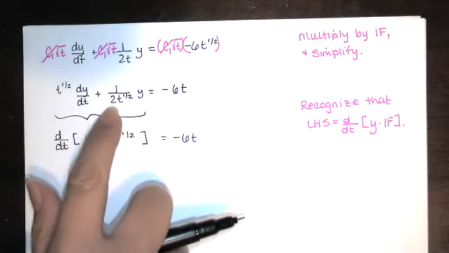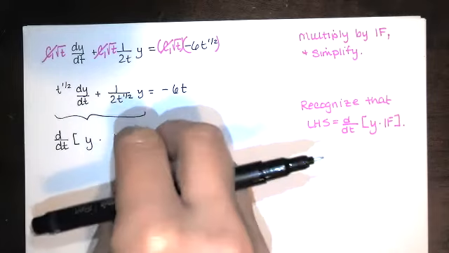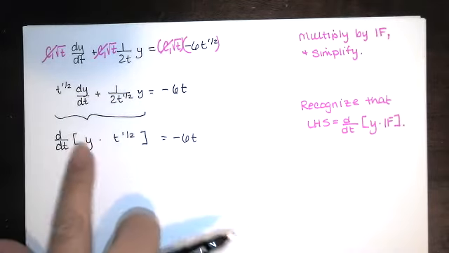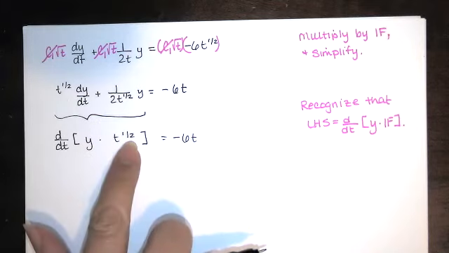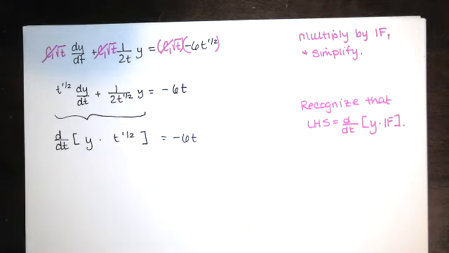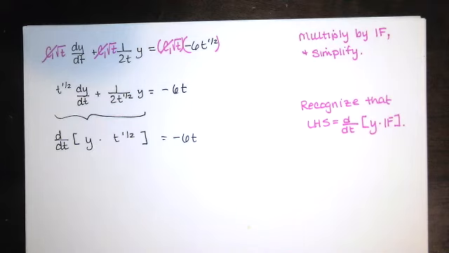And 1/2 times t to the negative 1/2 is the same as this. So I can rewrite it with a t to the 1/2 in the denominator. So the derivative of this product is the derivative of the first times the second, plus the derivative of the second, which is there, times the first, equals that. And that's great, because that means I'm two steps away from getting y by itself. Say thank you, Mr. Bernoulli.